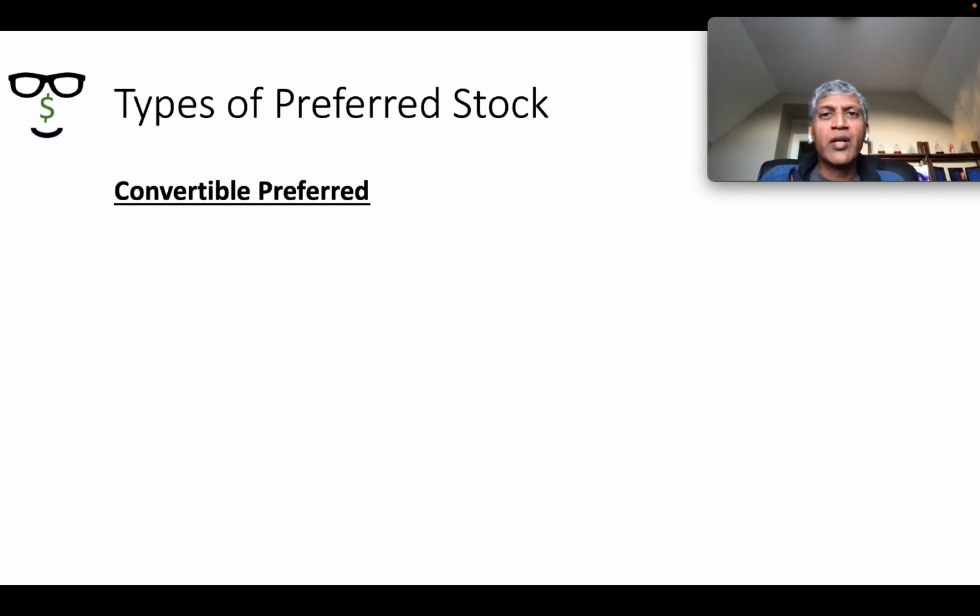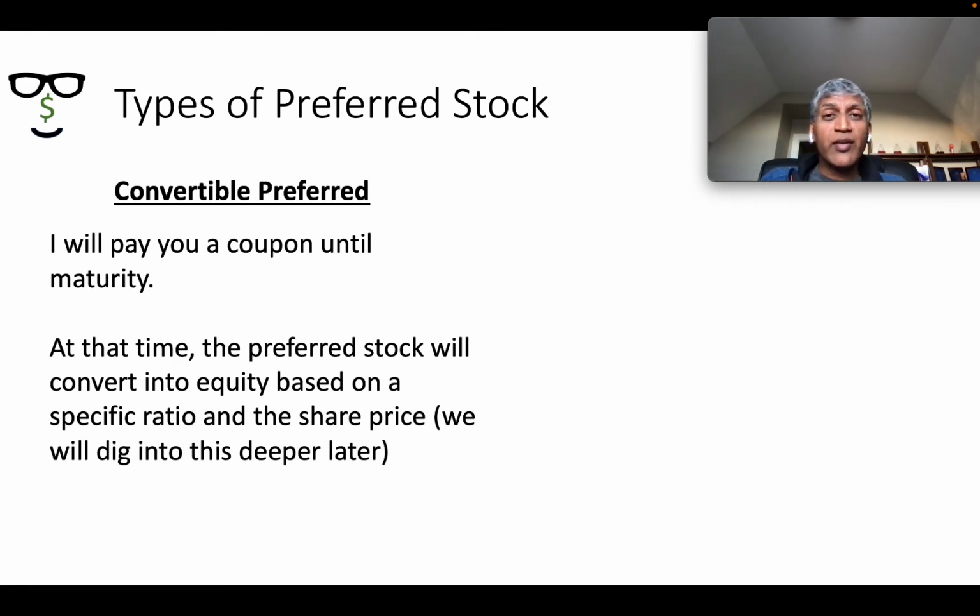And I like this one because it has a lot of flavors to it. And this is the convertible preferred. You may remember we briefly touched upon this where you turned in your lobster eggs and you got a share of the giant lobster. And that's what the convertible preferred is. What this says is I'll pay you a coupon, cumulative, non-cumulative, whatever it is. I'll pay you a coupon until maturity. But when you hit the maturity date, you can actually convert your preferred stock into a stock in the company based on certain parameters. Now, a couple of things have to be true to do that.